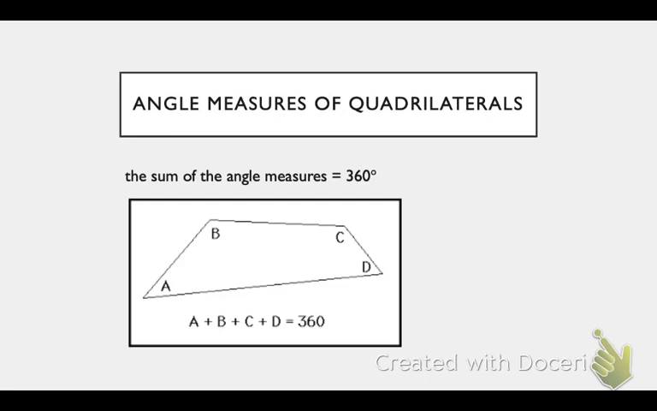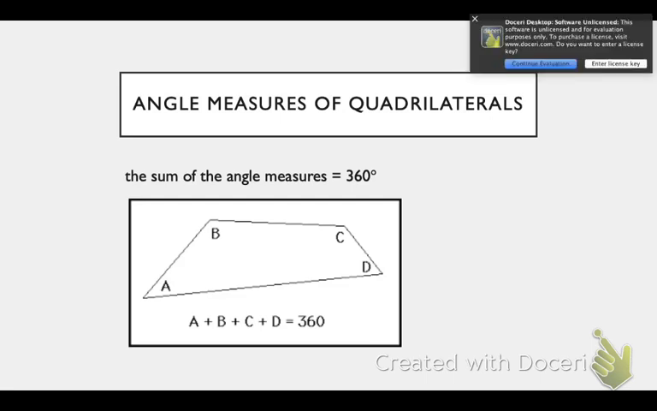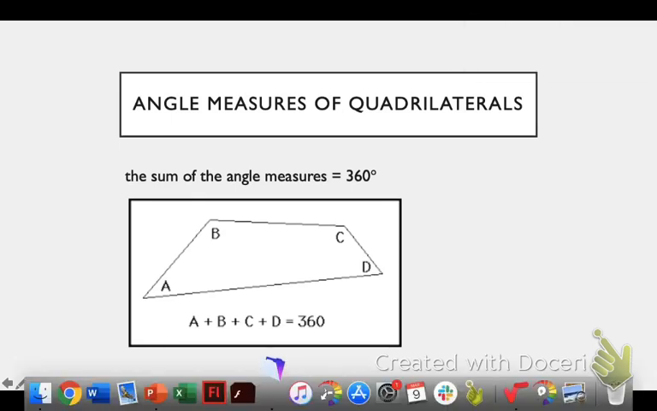Okay, what do we know about the angle measures of a quadrilateral? You're going to write all this down in your notebook. You're going to have it all as a reference. So the sum of the angle measures of a quadrilateral has to equal 360. So if you need to pause the video, go ahead and pause the video. When you're ready to move on, move on.